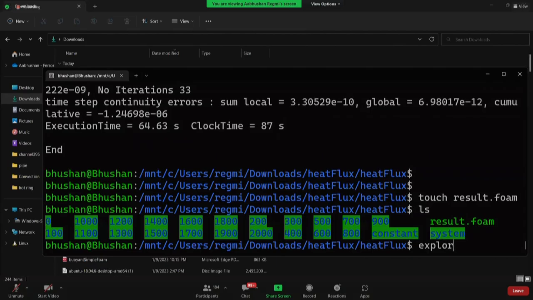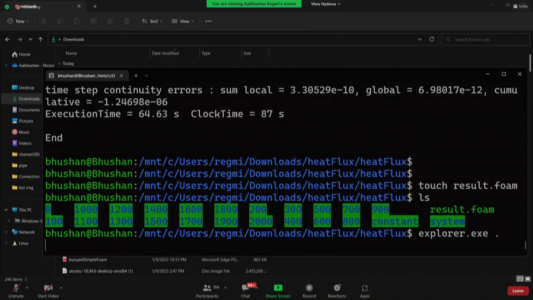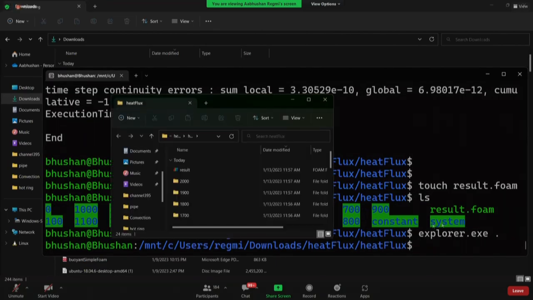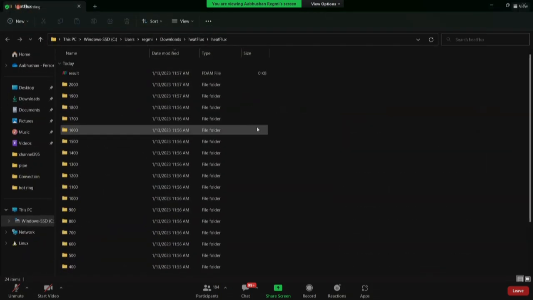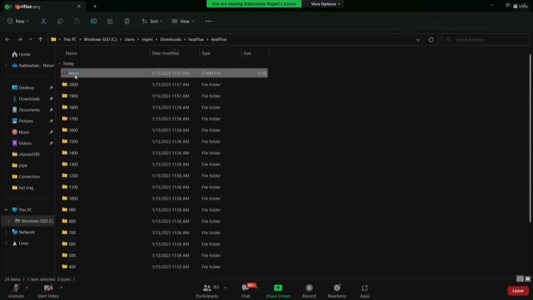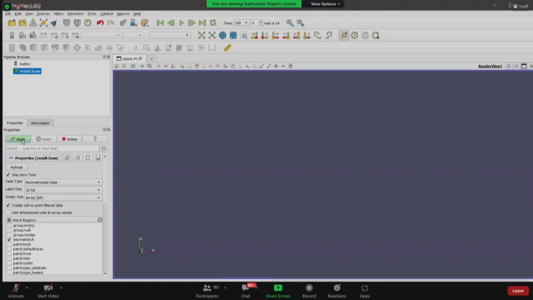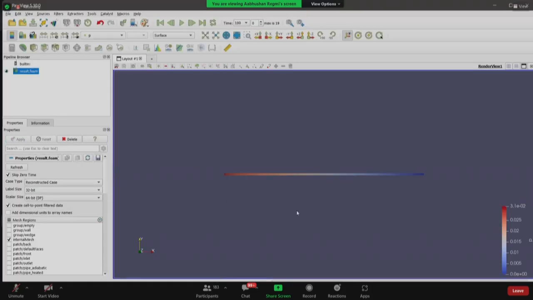So I'm going to do explorer.exe space dot. This will open my directory in File Explorer. As you can see, I am inside my download, heat flux, and heat flux. This is the dummy file that I created, and I'm going to click on it and open it. I'm going to click on apply. So this is the pressure. Right now we are at 100 iterations or 100 time steps. I'm going to view the latest time step, and this is my pressure.